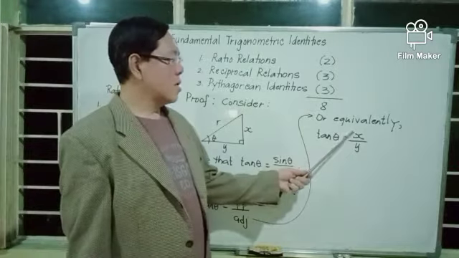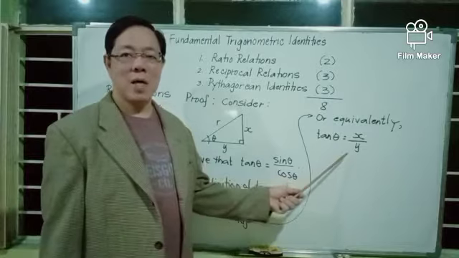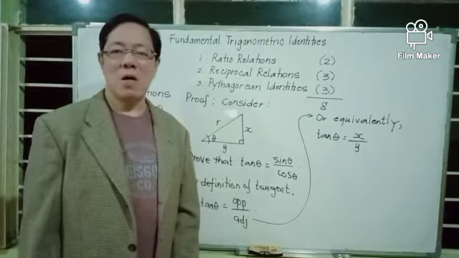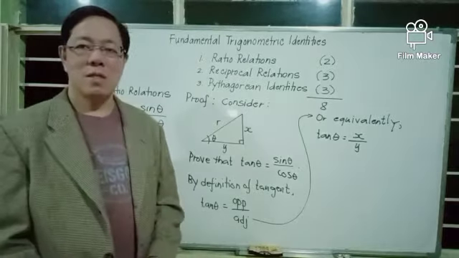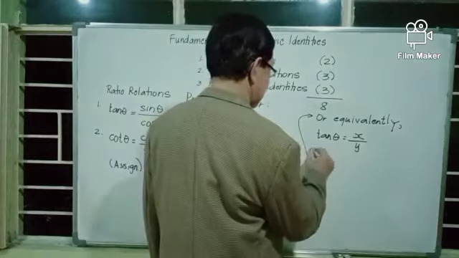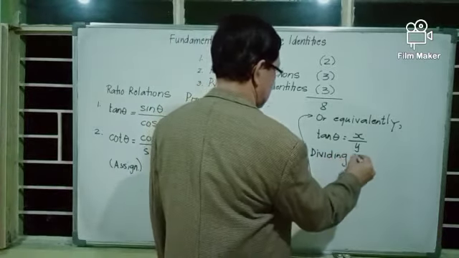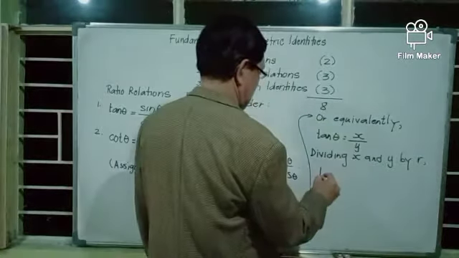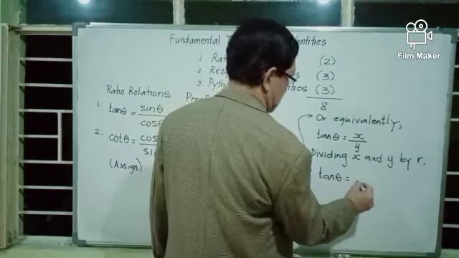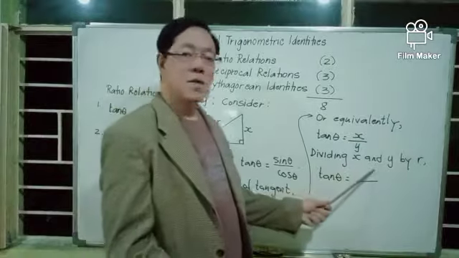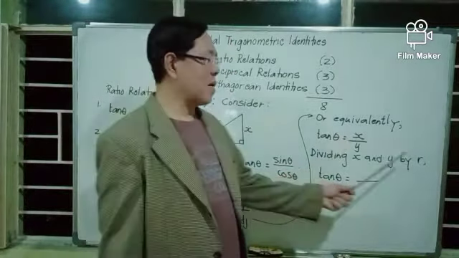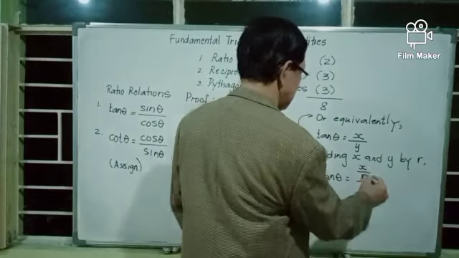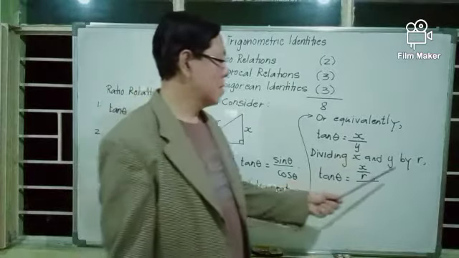Now, we divide the numerator and the denominator by r, the hypotenuse, the side opposite the right angle. We can do that by the division property of equality. For the numerator, we divide x by r, and we also divide y by the same number r.